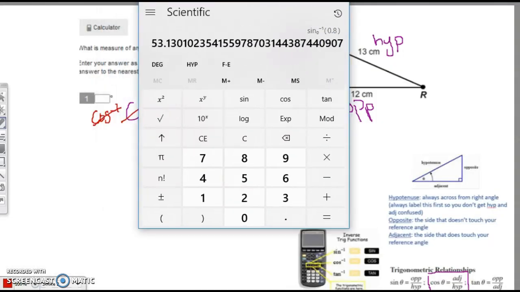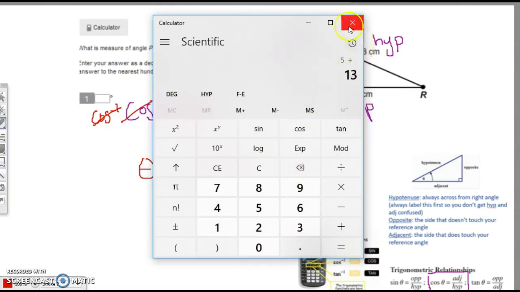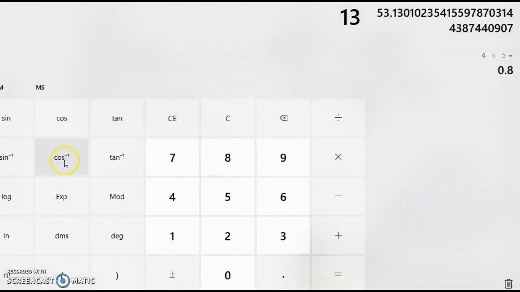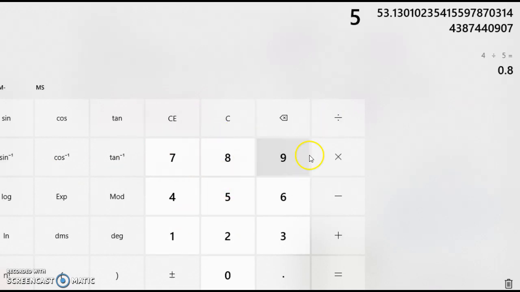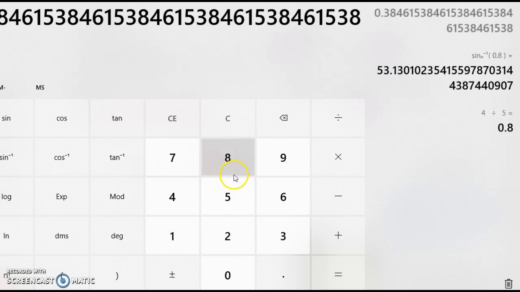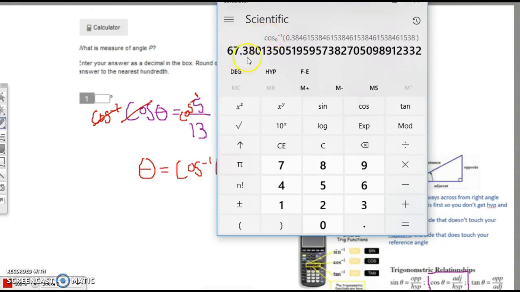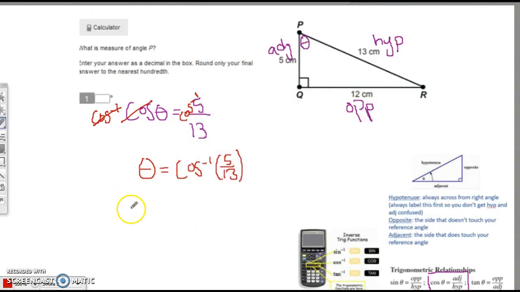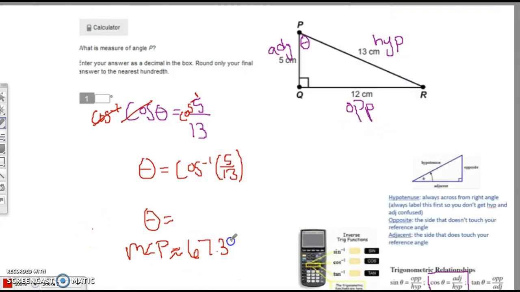Let me see if I can squeeze this calculator over here to show you. Okay, so we would do 5 divided by 13. And I have to be in full screen to get that inverse button, but then I would hit inverse cosine. Let me clear this out. What did I type in? 5 divided by 13, and then hit the inverse cosine. And I know I'm kind of cutting you off here, but we would get 67.38. All right, so our angle measure, angle P, maybe I should call it that, is approximately 67.38 degrees.